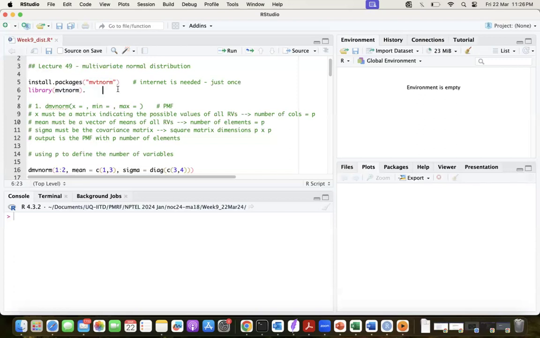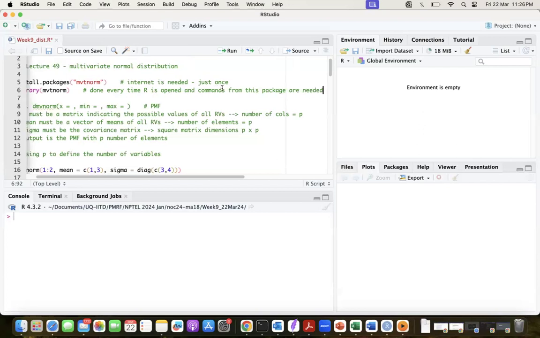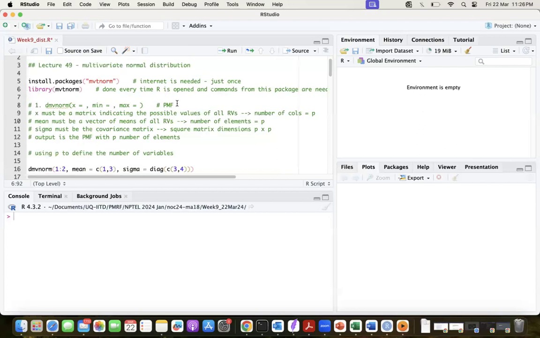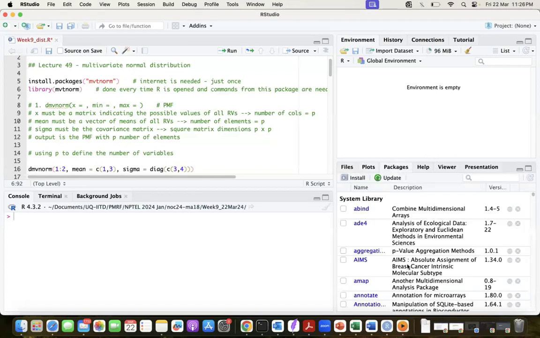And this thing right here is done every time R is opened, and commands from this package are needed. If you don't need it, you obviously don't need it. Okay. So once you do that, you can also double check if you're using RStudio.